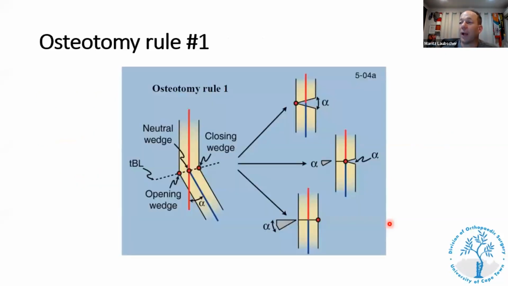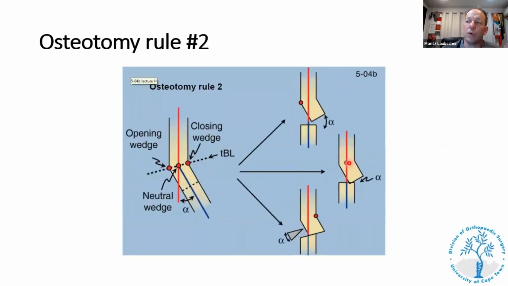So osteotomy rule number 1 in practice, here you can see there's the axis of your proximal segment, there's the axis of your distal segment. Where they intersect is the apex of the deformity. If you do your osteotomy at that level and you center your correction around that point, so you place your pin at that point, you will correct your alignment by opening wedge, closing wedge, or opening-closing wedge, which is not always practically possible.